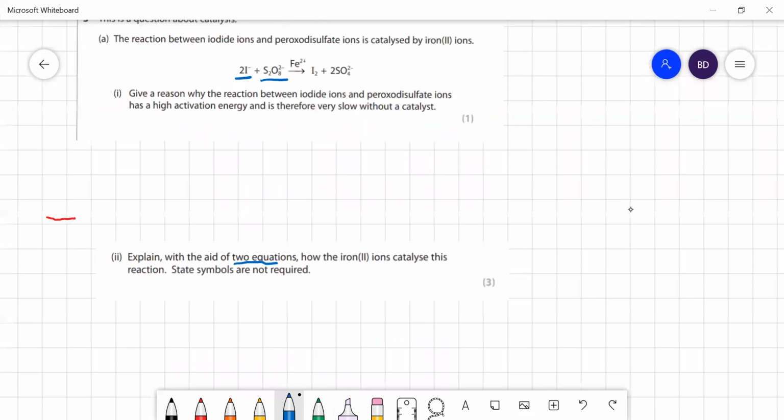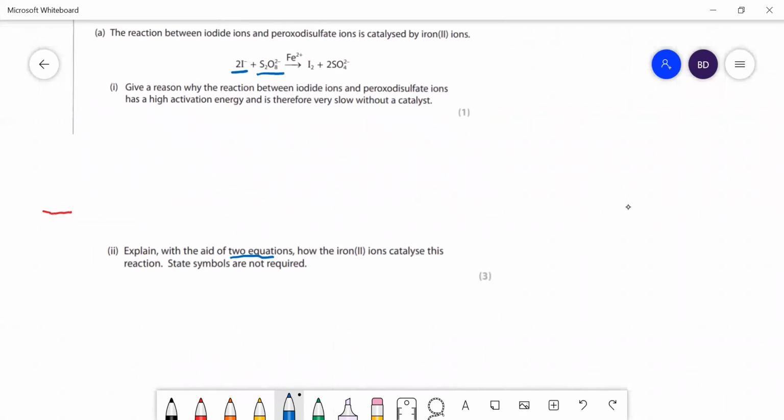Okay, so what I would do is break down this equation into two half equations first of all, and this is kind of your working out. You wouldn't show all the working out, you give the final answer, but I'll show. So you've got 2I⁻ going to I₂. So we can see the iodide ions are getting oxidized there, and we need to balance that half equation. We've got no oxygens or hydrogens to worry about. We've just got to balance the charges. We've got 2 minuses on the left-hand side, so we need to put 2 electrons there to balance it. Let's do it for the peroxodisulfate ion.